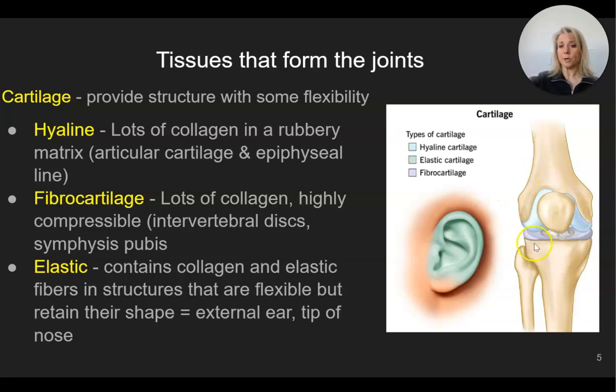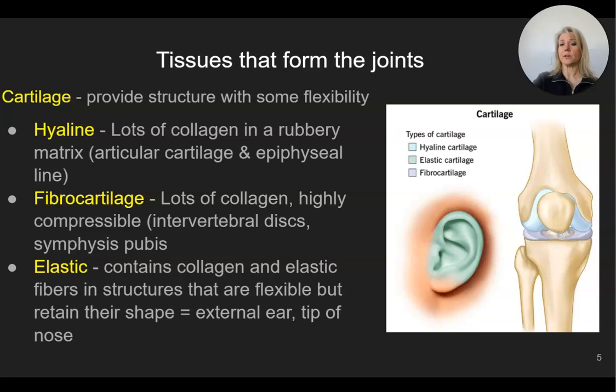Fibrocartilage, which is shown in purple on the diagram, is what's going to make up the menisci within the knee joint. It's also going to make up the intervertebral discs as well as the symphysis pubis. And this fibrocartilage has lots of collagen and it is highly compressible. So it's going to be more compressible than that hyaline cartilage.